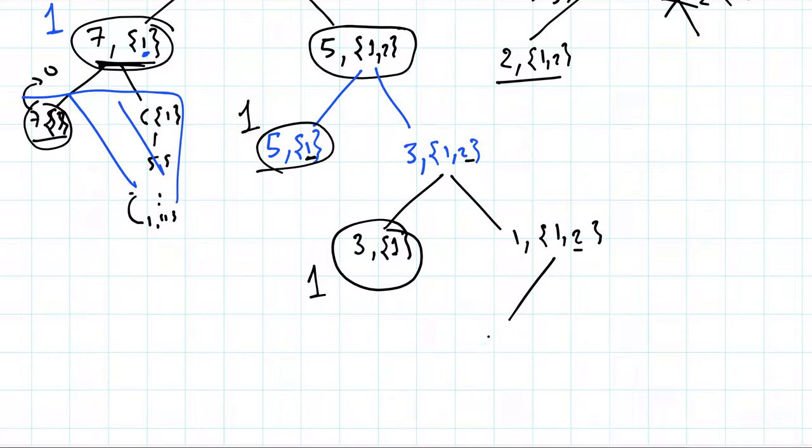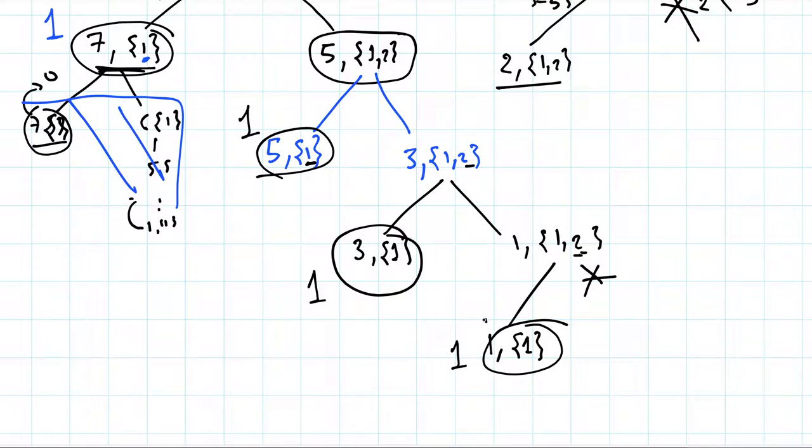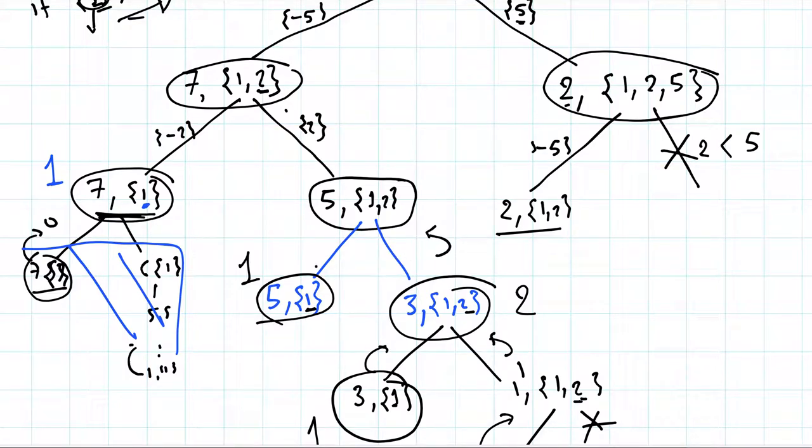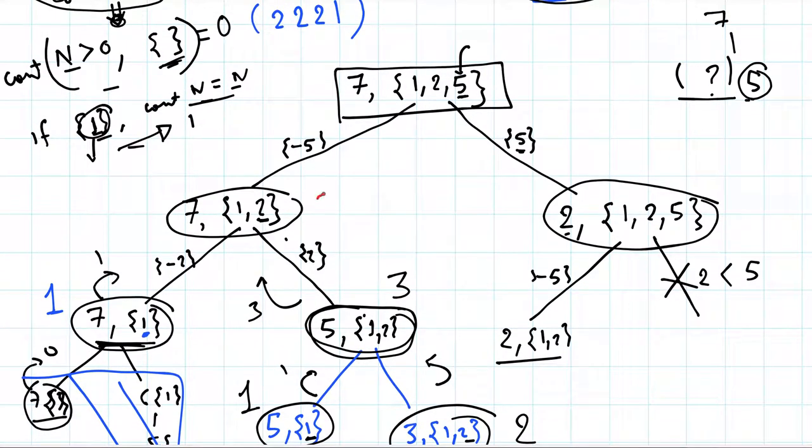We exclude 2, then we will have 1 and 1, and we cannot include 2, because 2 is more than 1, so this branch will not be there. So this has also 1, so it will return 1, and these both will return 1. So this has 2, now this will return 2, this will return 1. So this part has 3 solutions. Now this will return 3, and this part will return 1. So this will have solution of 4.